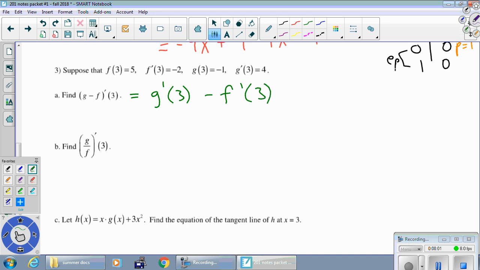we're applying that difference rule at x equals 3. And so we just do our subtraction here. G prime of 3 is given as 4. F prime of 3 is -2. So we should get 6.